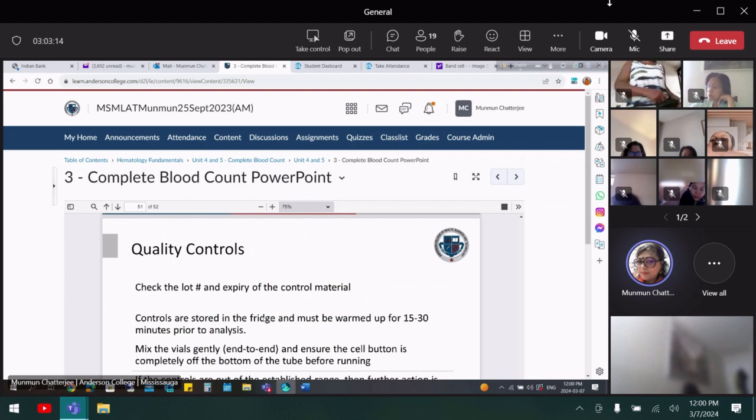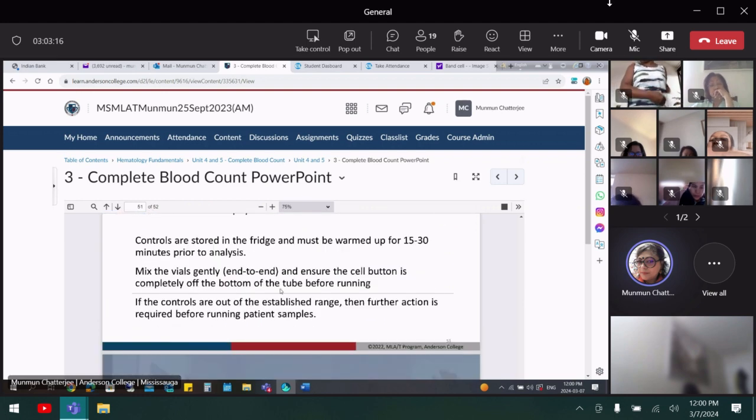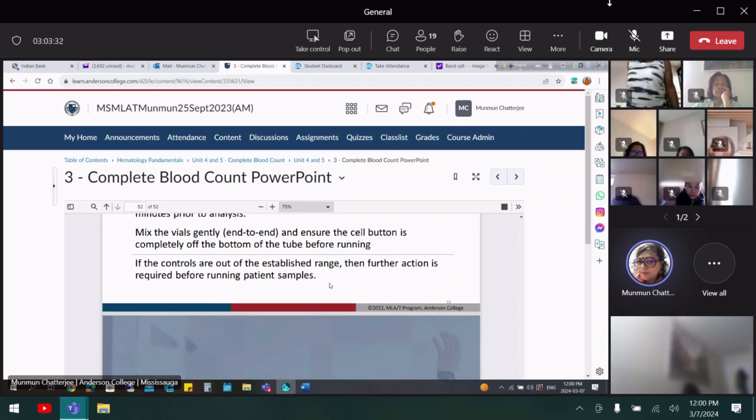Quality controls: check lot and expiry date of the control material. Controls are stored in the fridge and must be warmed up 15 to 30 minutes prior to analysis. Mix the vials gently end to end and ensure the cell button is completely resuspended. So you have to do that.